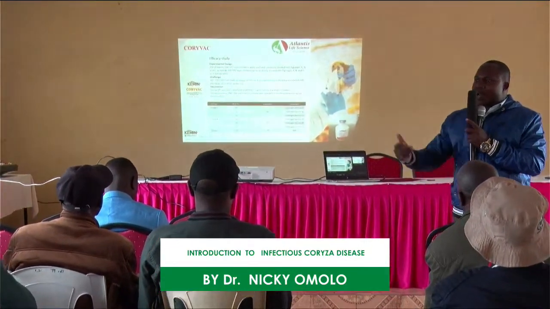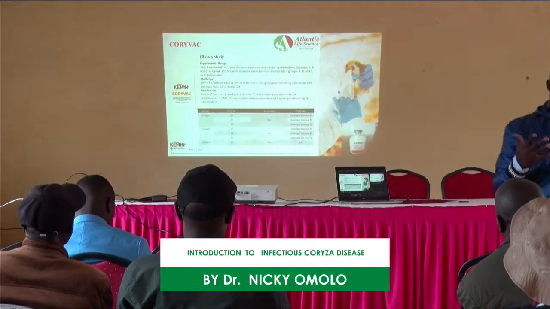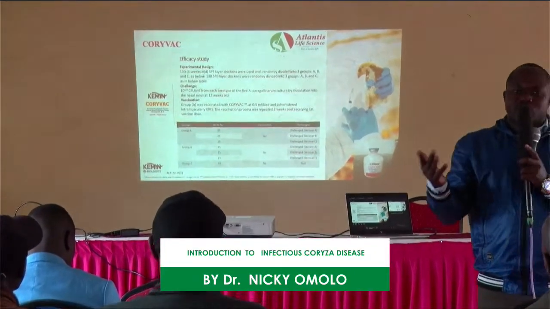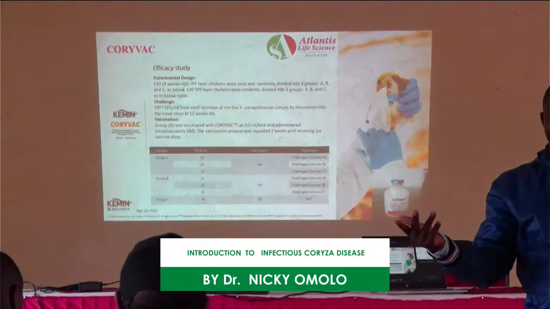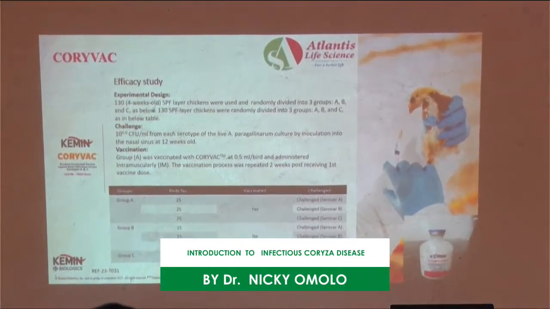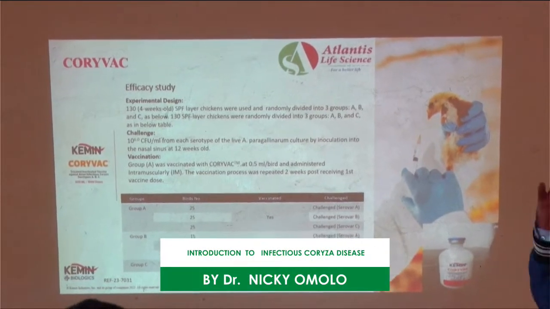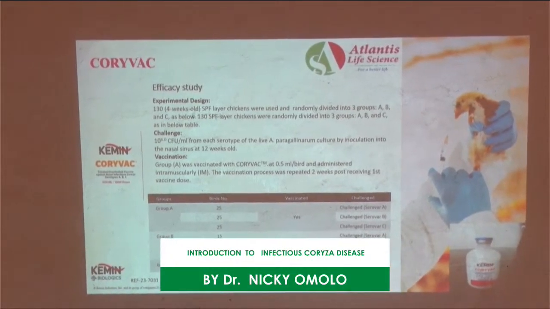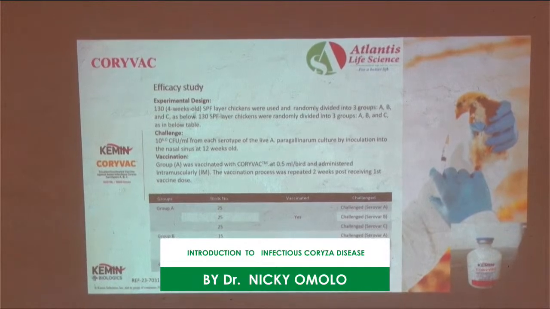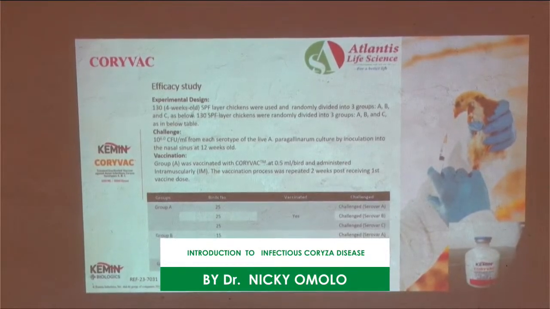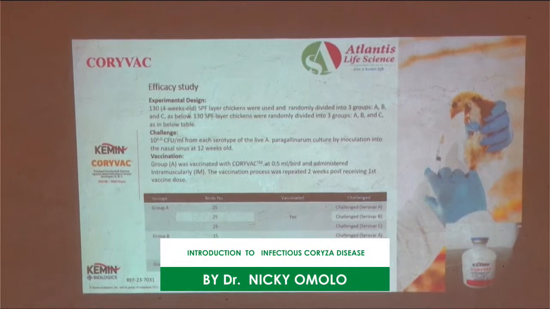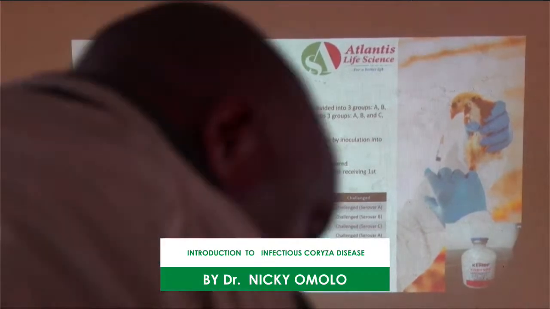Then the ones that are under control, they are not vaccinated. Then you look at the titer values, and you look at the rate of infection, and also look at the mortality. So you'll be able to look at those three things as parameters that you'll be able to understand. You'll be able to explain to us whether it is viable or not to vaccinate against infectious coryza. Are we together?